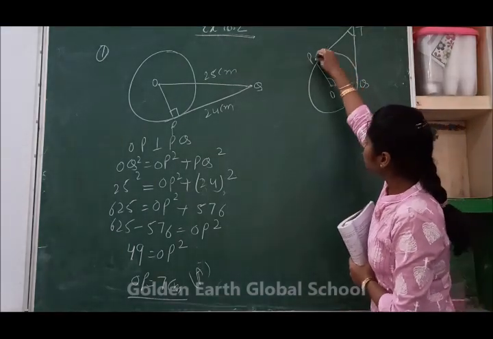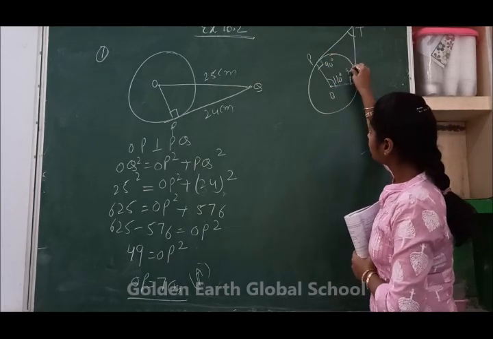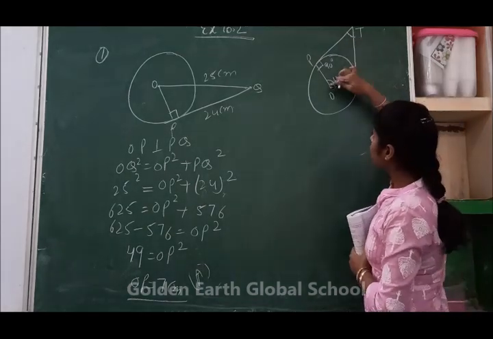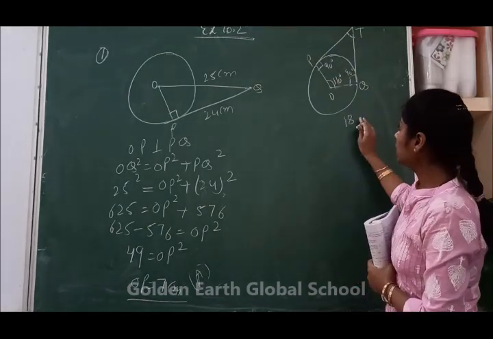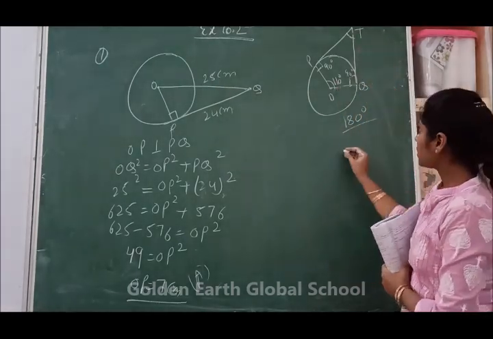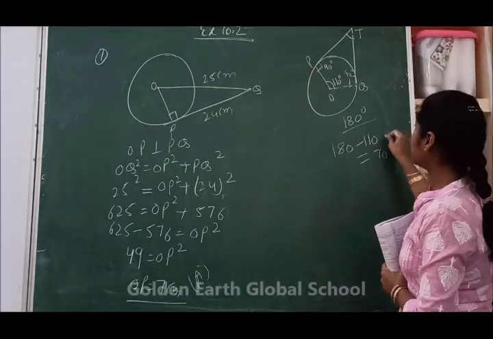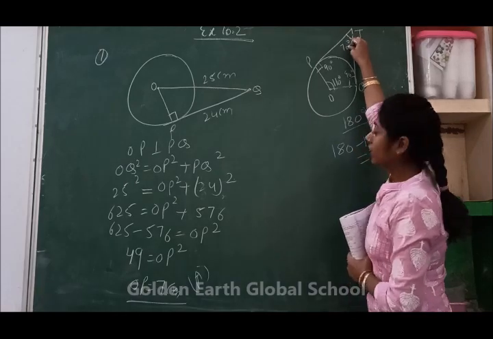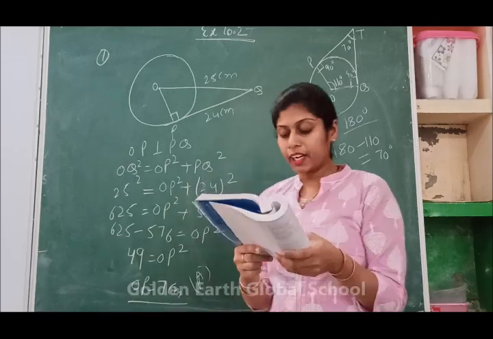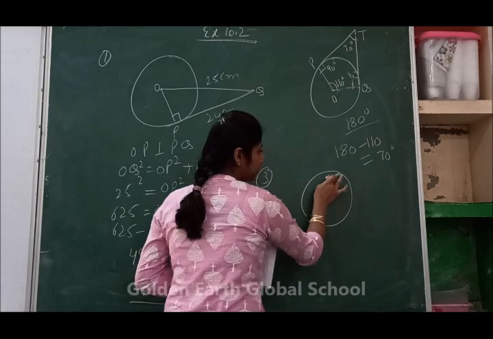We know radius is perpendicular to tangent, so these both angles are of 90 degree. Sum of these two angles is 90 degree. So similarly the sum of these two angles should be equal to 180 degree. One angle is 110, so what will be the next angle? 180 minus 110 equals 70 degree. So this angle is 70 degree. Clear?